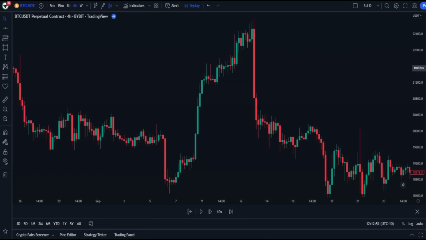And to find out more, let's start with the conditions. First, we need to see red momentum candles, and in the middle of them is a green candle, which gives us the illusion that the price may rebound, and this is what we see here, but with several candles, that is, it differs from the first examples.